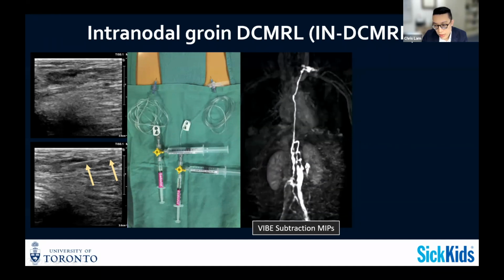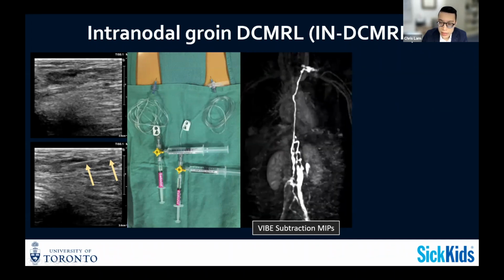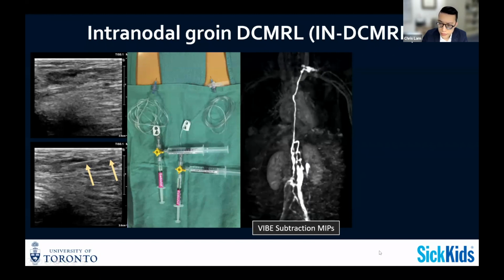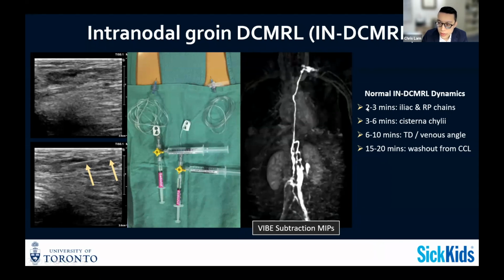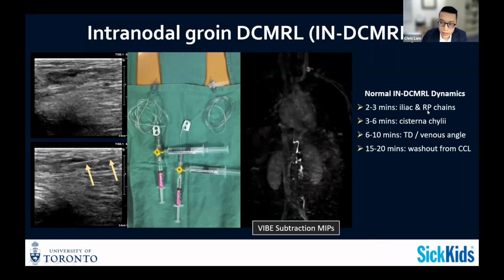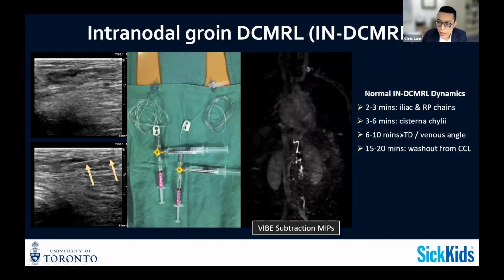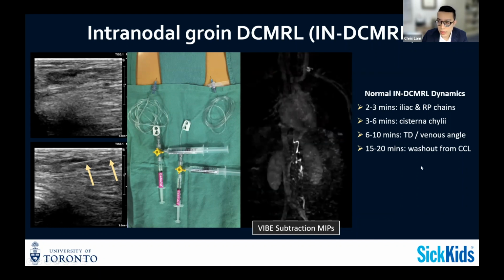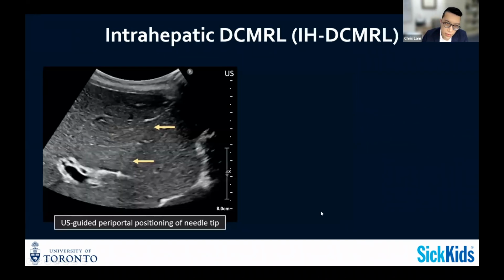You can see that this is normal, where you have uptake into the iliac and retroperitoneal lymphatics, into the thoracic duct, and then dumping near the venous angle. So normal hemodynamics of the lymphatic system: in 2 to 3 minutes, you'll have uptake into the iliac and retroperitoneal chains. By 5 minutes or so, you'll get the cisterna chyli, and by 10 minutes, you should get up through the thoracic duct, and then late it'll wash out. So that's normal.